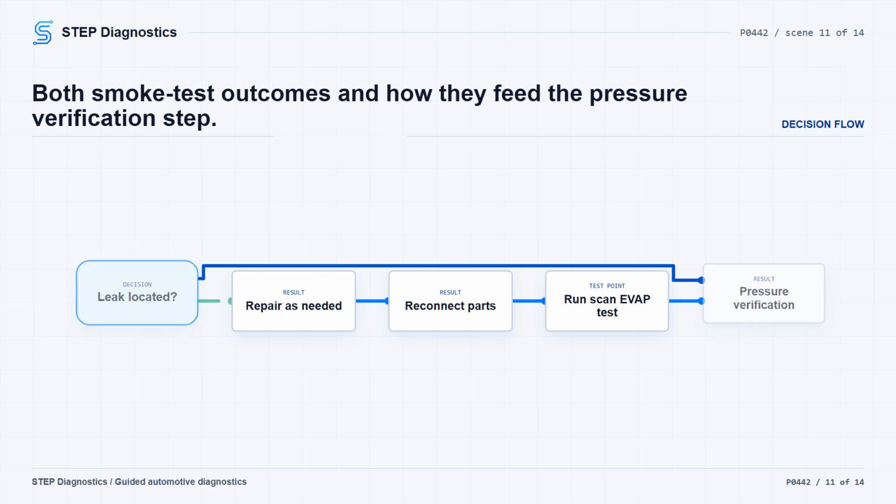If you locate the leak, repair as necessary, reconnect everything that was disconnected, run the scan tool EVAP test again, and then move to pressure verification. If the leak is not located, connect everything back up and continue with the pressure verification test.